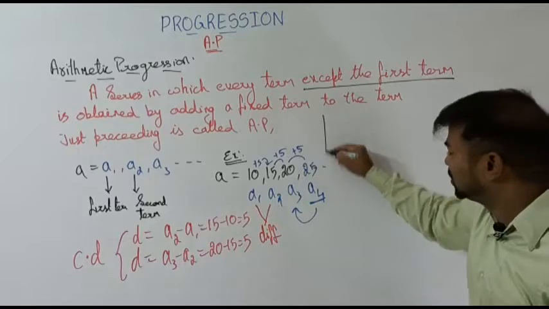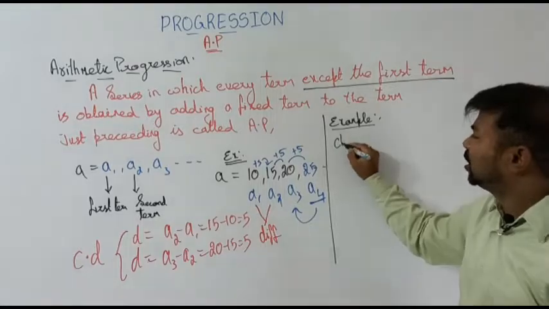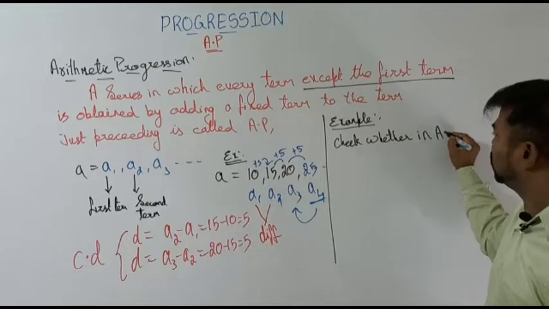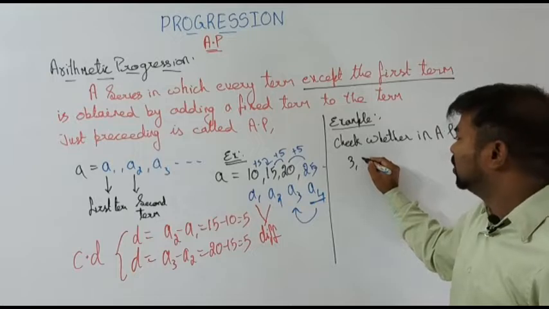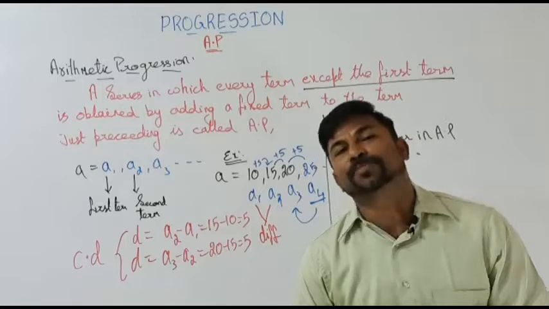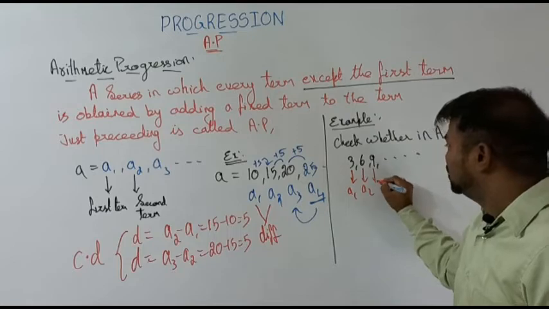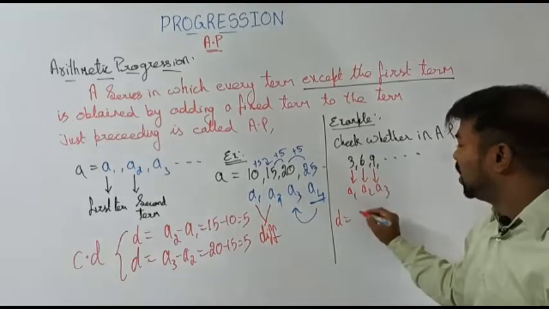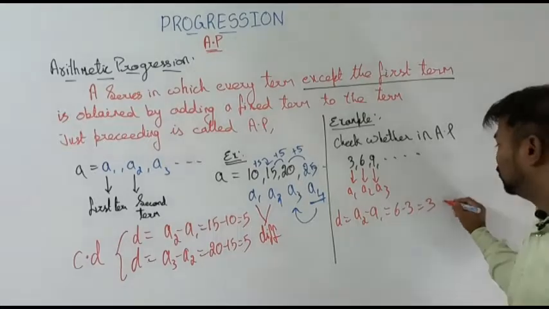Now let me go for one more example. Please check whether the series is in AP. I am taking a sequence: 3, 6, 9 and so on. Here comes A1, this comes A2 and this comes A3. Let us find the difference. A2 minus A1, what are we getting? 6 minus 3. How much did you get? 3.